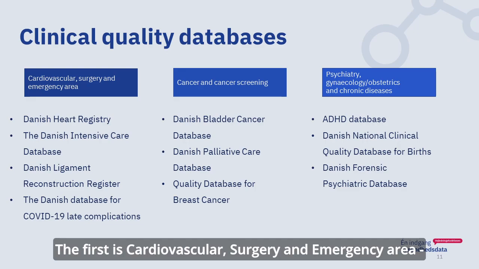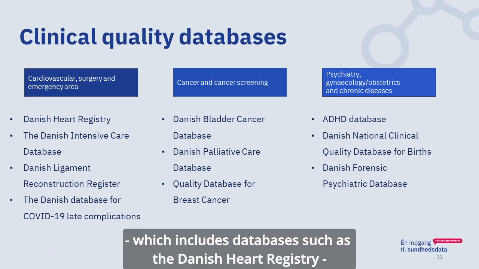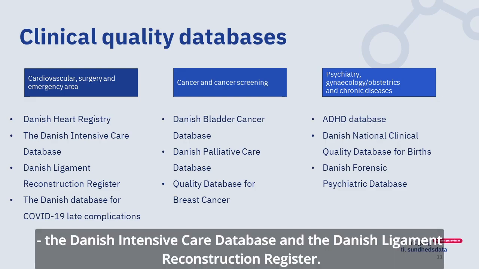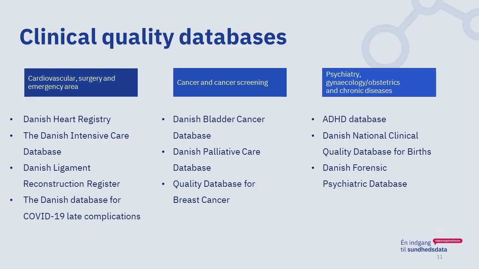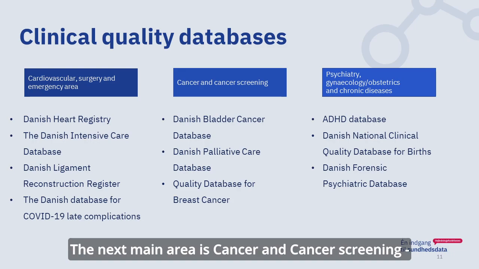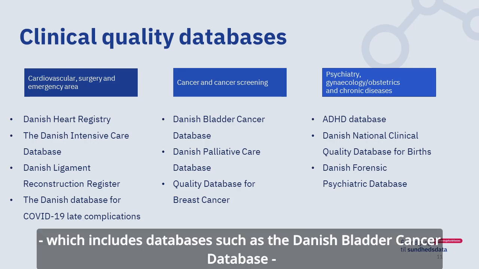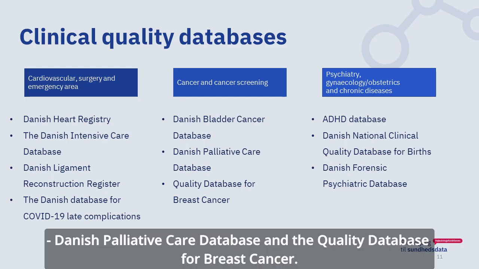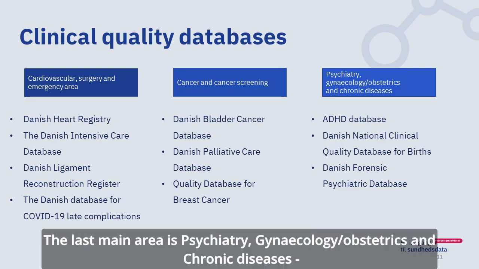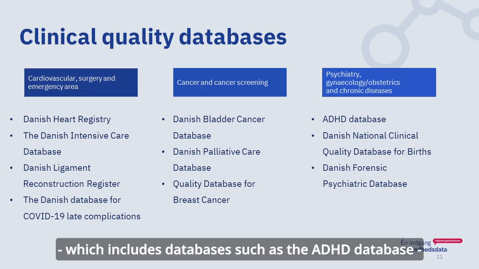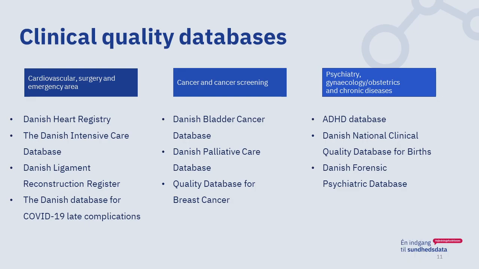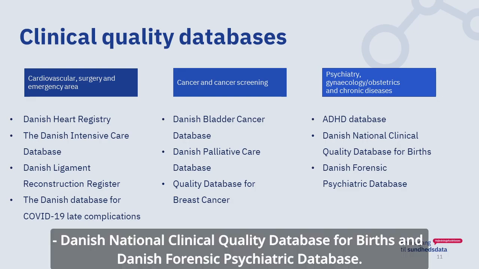The first is cardiovascular, surgery and emergency area, which includes databases such as the Danish Heart Registry, the Danish Intensive Care Database, and the Danish Ligament Reconstruction Register. The next main area is cancer and cancer screening, which includes databases such as the Danish Bladder Cancer Database, Danish Palliative Care Database, and the Quality Database for Breast Cancer. The last main area is psychiatry, gynecology, obstetrics, and chronic diseases, which includes databases such as the ADHD database, Danish National Clinical Quality Database for Births, and Danish Forensic Psychiatric Database.